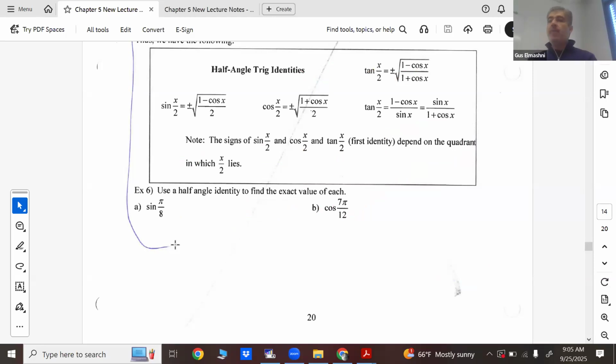No, we're not solving. We're evaluating. The extraneous solution is more like just plug back in the original. That's if you're squaring both sides to solve an equation. We're not solving equations here. We're just evaluating. So sine pi over 8.